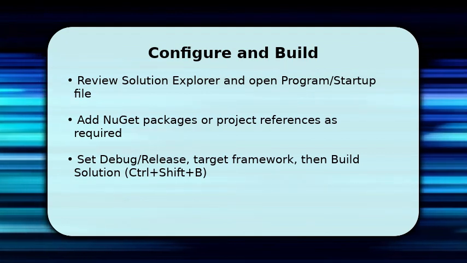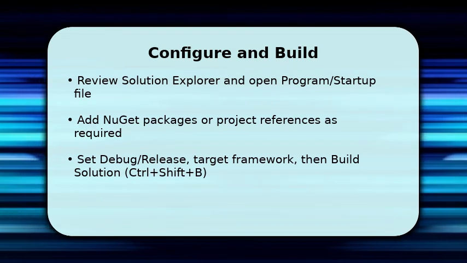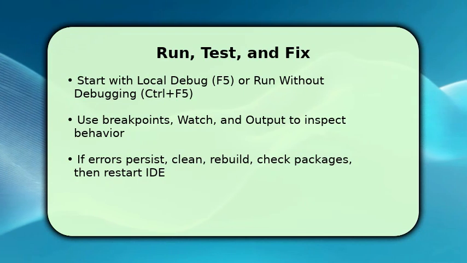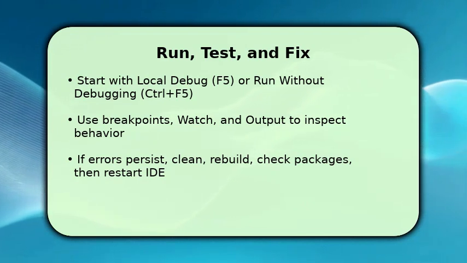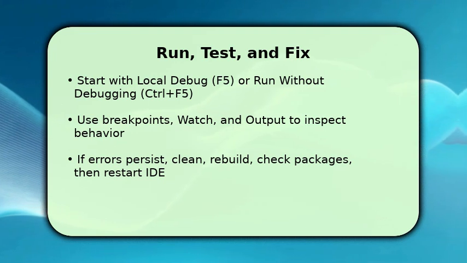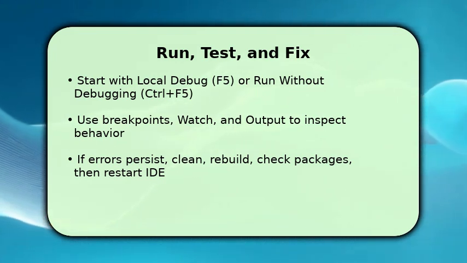Run your app with F5 for debugging or Ctrl+F5 to run without the debugger. You set breakpoints, step through code, and monitor variables with watch and locals to understand runtime behavior. Use the output and diagnostic tools to spot exceptions or performance spikes. Once tests pass, commit changes.